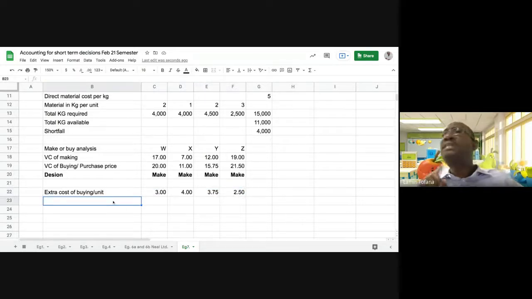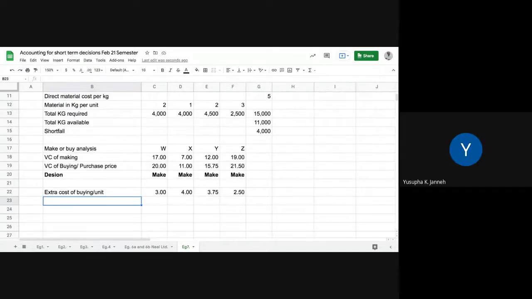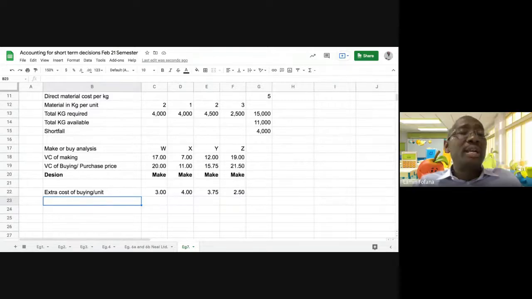Okay? But will this be the best decision? Are we supposed to base our decision on this? Has this taken into consideration something very important? Should we rank them at this stage, or is there something more to do? This is just like in the previous example, where we calculated our contribution per unit. Did we use our contribution per unit as the basis for the decision, or did we go further? Yes, we went further. Okay, so what should we do?